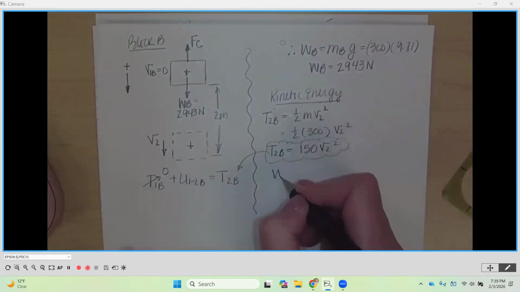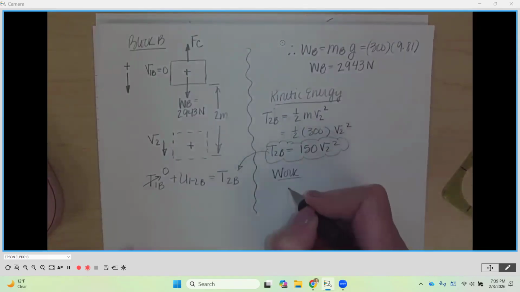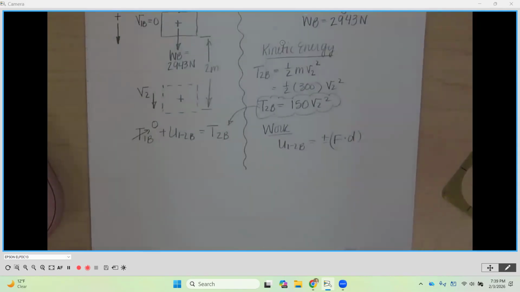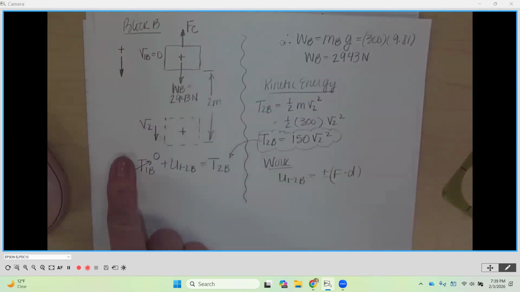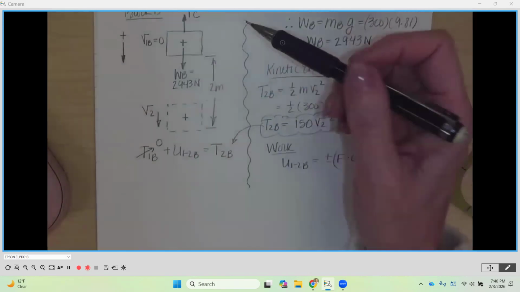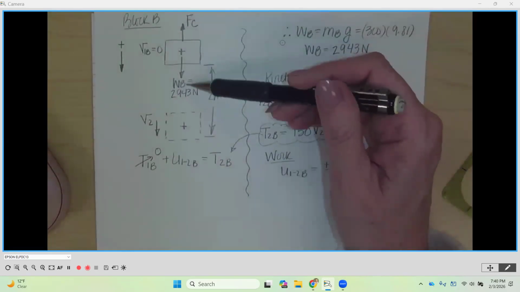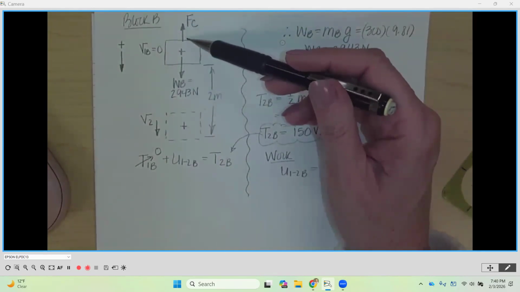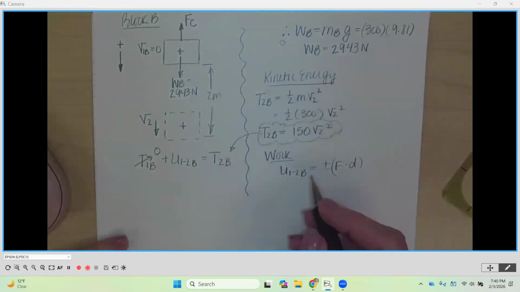And then our work. So our U1 to 2B will be equal to plus or minus force times distance, right? Now remember, this time we're in a vertical mode and down is going to be positive, okay? As we look at our forces here, there's 2 forces on this block. One is due to the weight going down, and one is due to our cord pulling up that is connected to A.